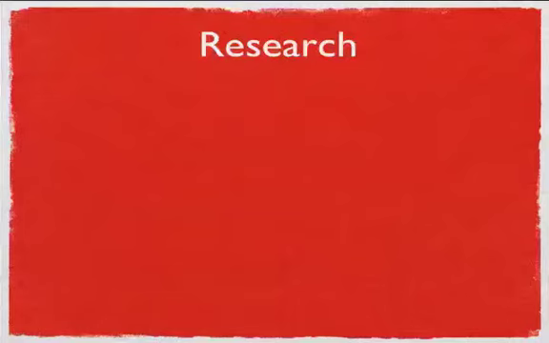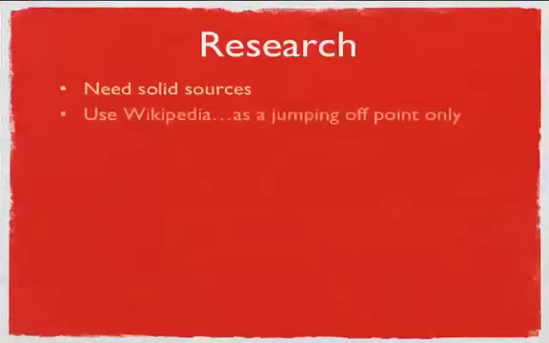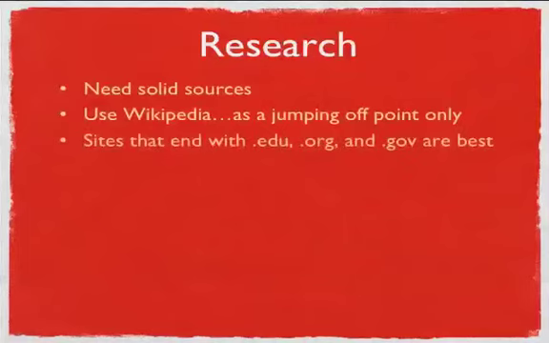The next step is to research. The first thing to do when you research, of course, is to find solid sources. While Wikipedia shouldn't be a formally cited source, it is a good place to start. The sources at the bottom can be helpful. Sites that end with edu, org, or gov are best.